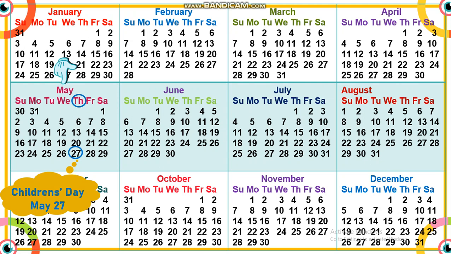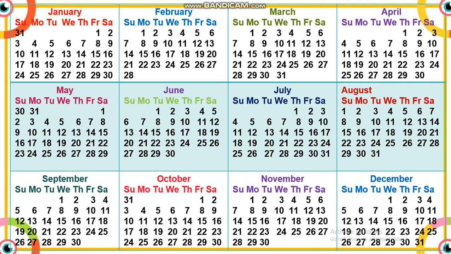Yeah! Okay, let's try another one. What about Nigeria Independence Day? That's October 1. Look out for the month of October. It's over there. And the figure is 1. 1 falls on the Friday. Wow, we're going to celebrate Independence Day on a Friday. That means we won't go to school.